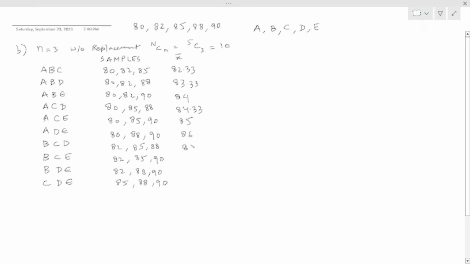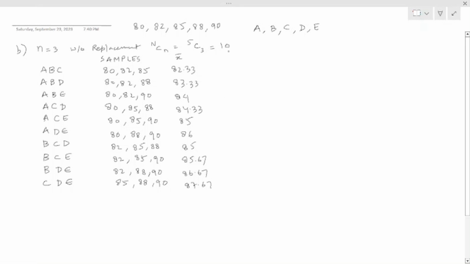This would again give us 85 as the sample mean value. Then 82 plus 85 plus 90 would give us the sample mean value of 85.67. This would give us 86.67 and this would give us 87.67 as the mean values.